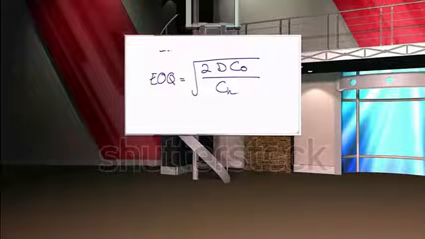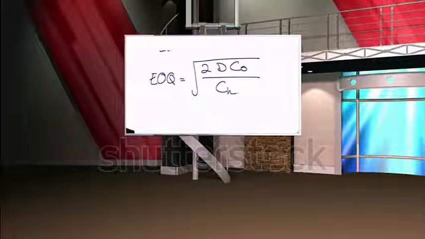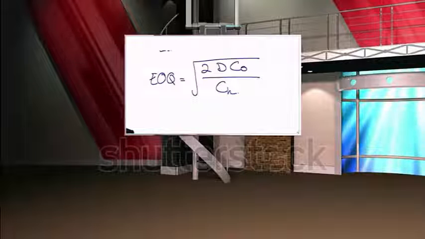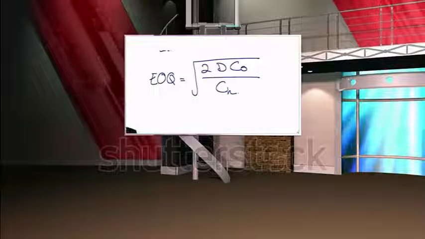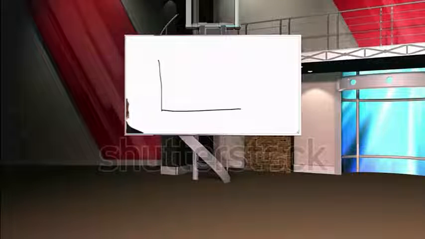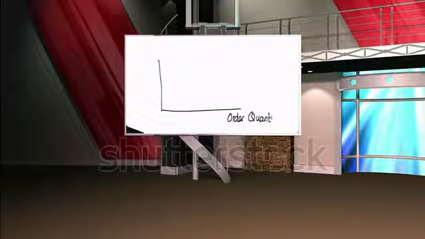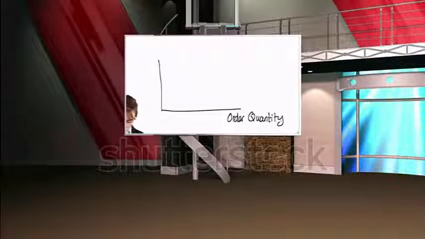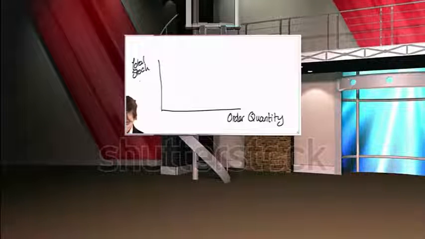Now what we're going to do is look at the information from the prior exercise and see how this would appear on a graph. So then we can look at our economic order quantity on that graph. So, if we have a graph where on our x-axis we've got our order quantity, and on our y-axis we've got our total stock costs.